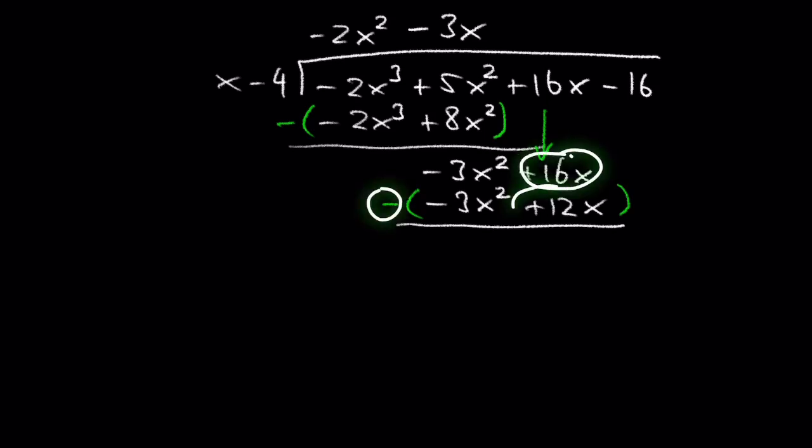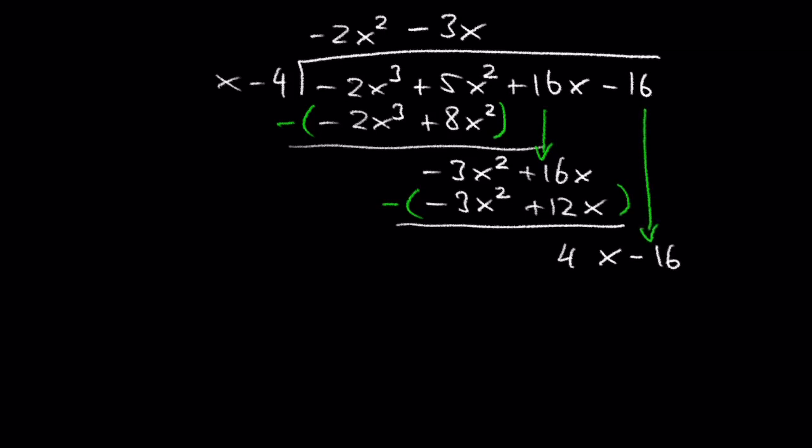16x minus 12x is 4x. Bring down the negative 16. 4x divided by x is 4. 4 times x is 4x. And 4 times negative 4 is negative 16. 4x minus 16 minus 4x minus 16 is 0, and we're done with this problem.